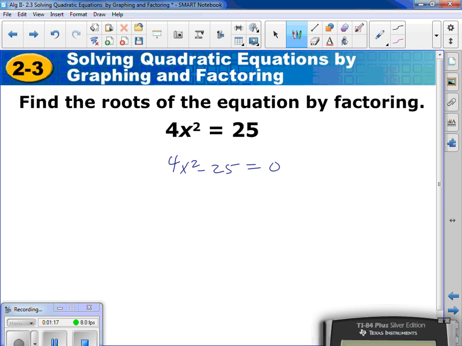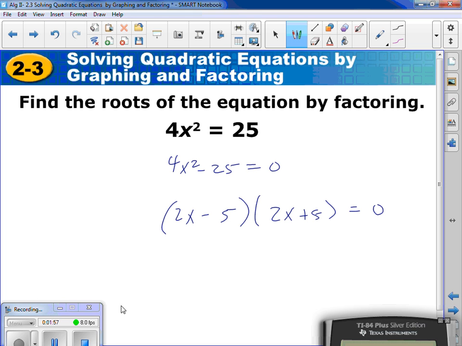I have a binomial. When I have a binomial and I have to factor, is there anything that they both have in common? A 4? 4 going into 25? No. Since nothing in common, now I'm going to look, can I take the square roots? What's the square root of 4x squared? 2x. What's the square root of 25? 5. So far, so good. It's a negative in the middle. Yes. Because I have square roots and a negative in the middle, it's the difference of squares. 2x minus 5, 2x plus 5.